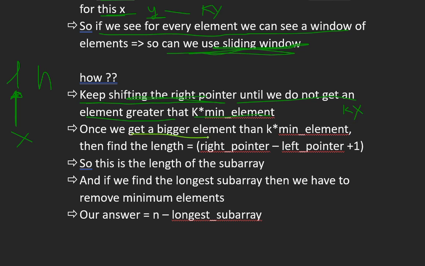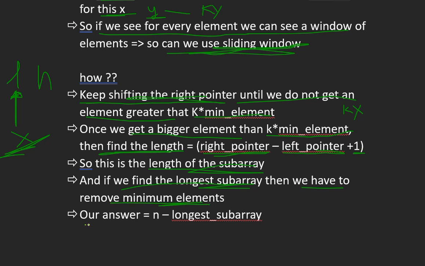And once we get an element bigger than k times the minimum element, then we find the length of the subarray for that particular x, which is the high pointer or the right pointer minus the left pointer plus 1. This is the number of elements present in that window, and this is the length of the subarray for that particular x. And if you find the longest subarray, then we have to remove the minimum number of elements.